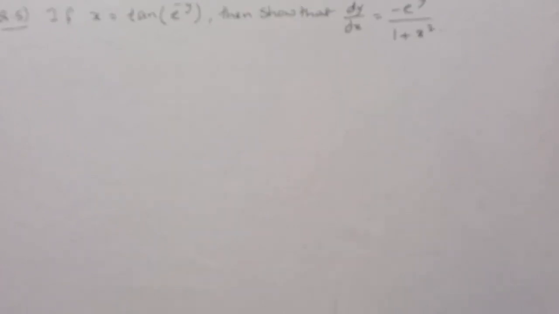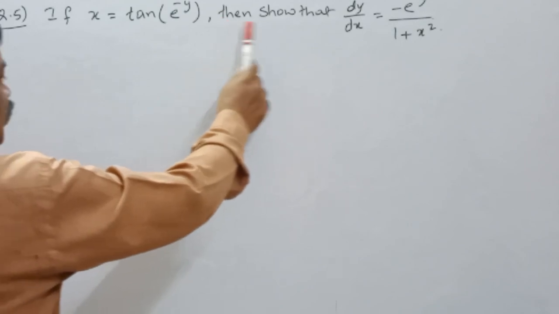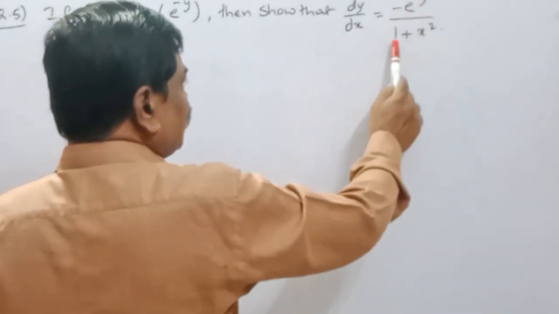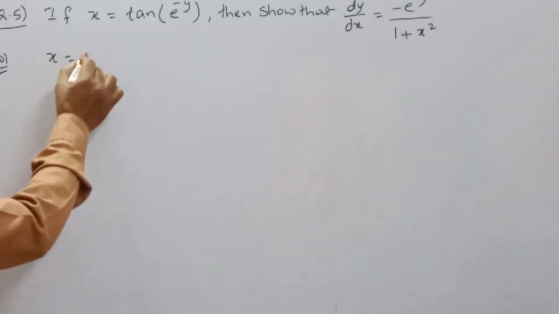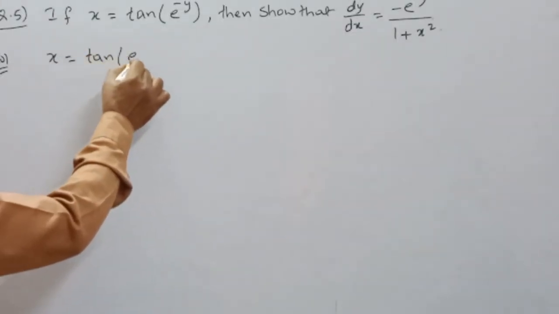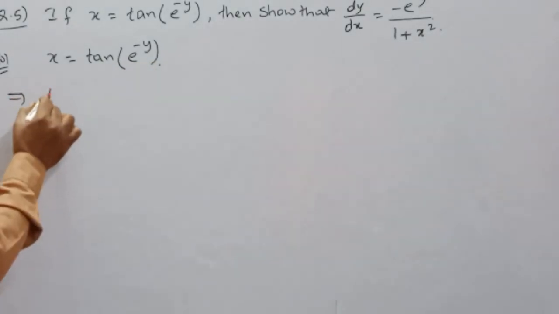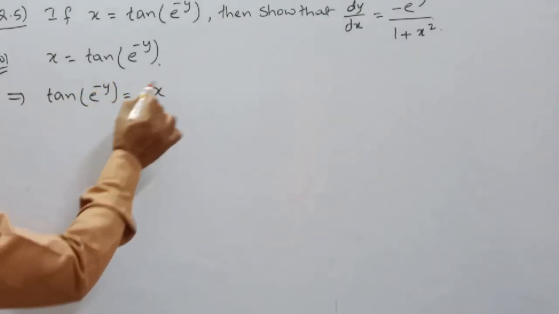So, one more problem from differentiation. If x is equal to tan of e power minus y, then show that dy by dx is equal to minus e power y by 1 plus x square. So you see, all of you, we have been given x is equal to tan of e power minus y. This can be written as tan of e power minus y is equal to x.